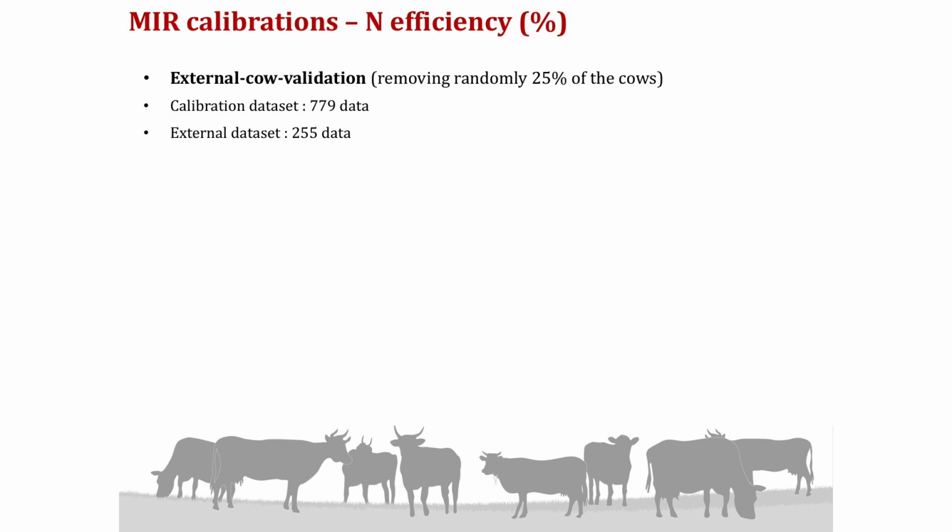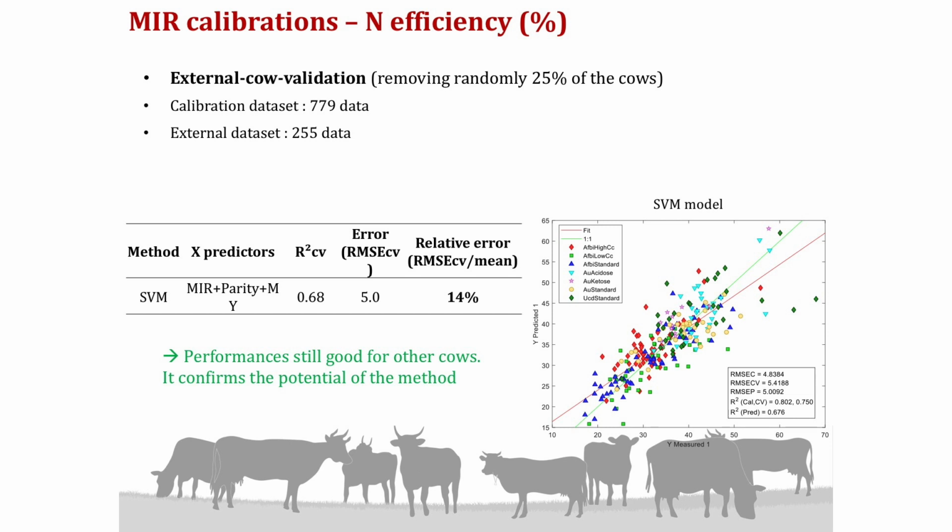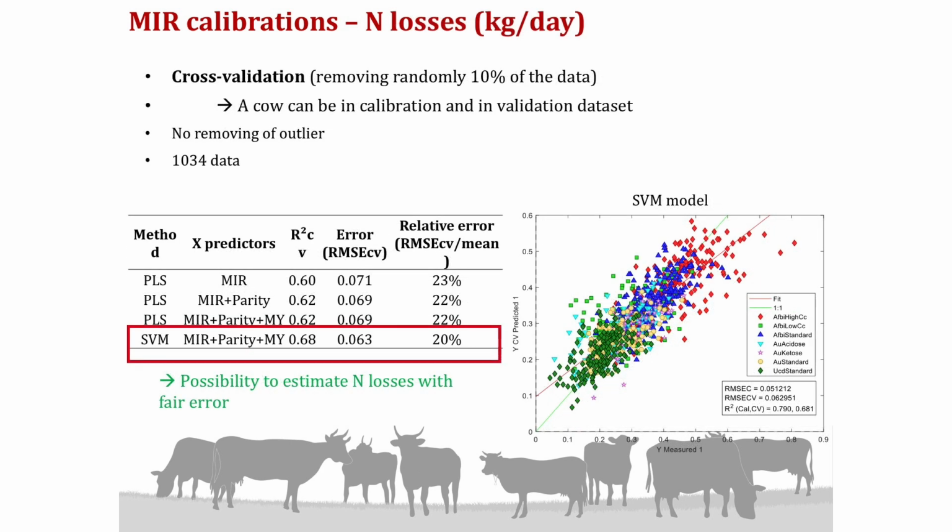Here is the result given by another validation. It's not cross-validation, but external validation. And our models show that in general, our results are good. The performance is still good for the cows. It confirms the potential of the models. And the last model that I want to present today is the nitrogen losses. As you can see, the last models here also have relatively good results. And it seems that it's also possible to estimate the nitrogen losses with a fair error.